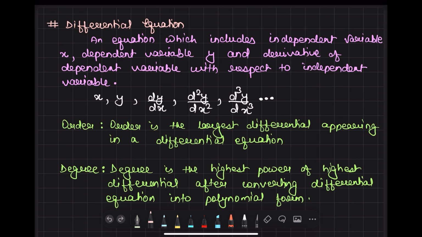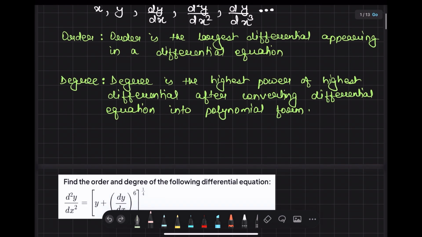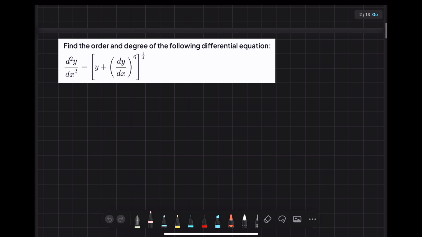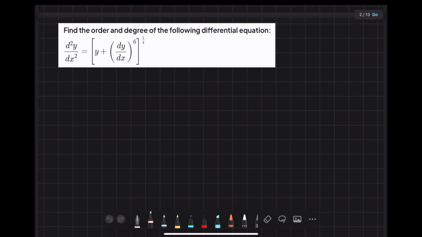So let's jump on to some examples for better understanding of order and degree. Find the order and degree of the following differential equations. Look at this, we have this differential equation. First we have to find out the order. Order means the highest differential. If you observe, this is d2y by dx square and this is dy by dx, so the highest differential is d2. So order is 2.